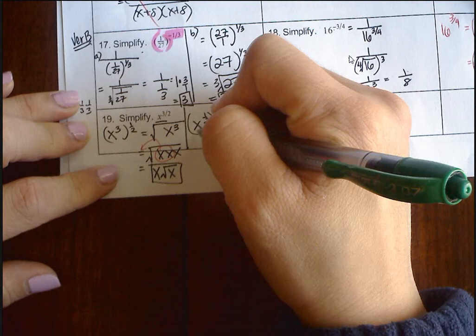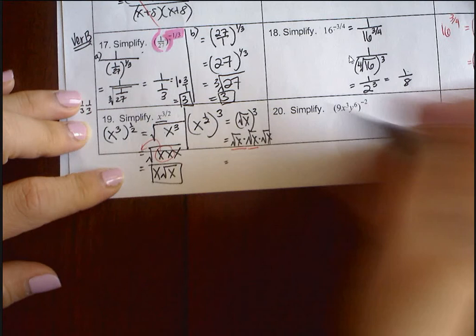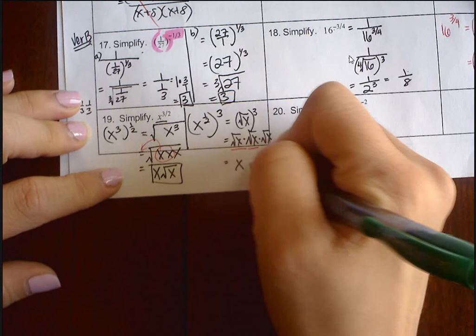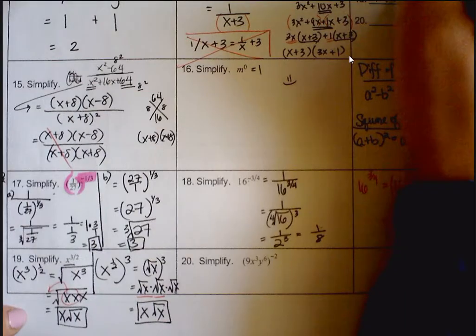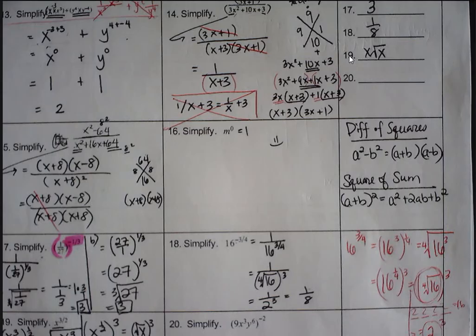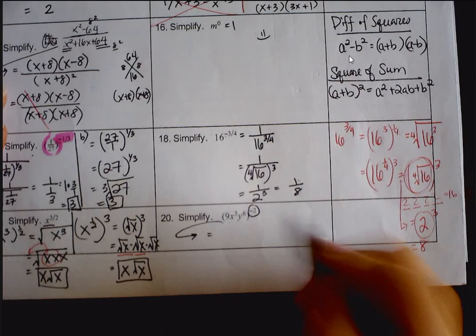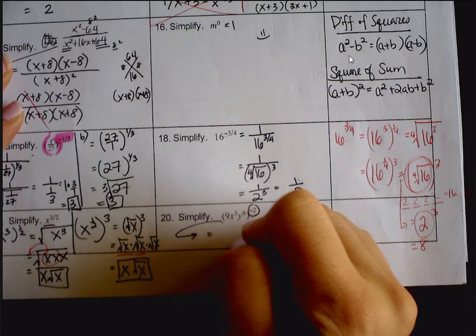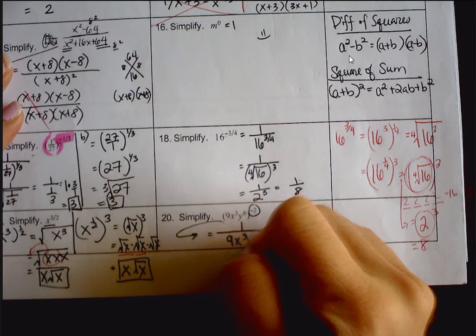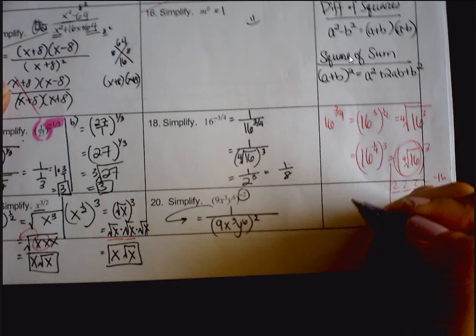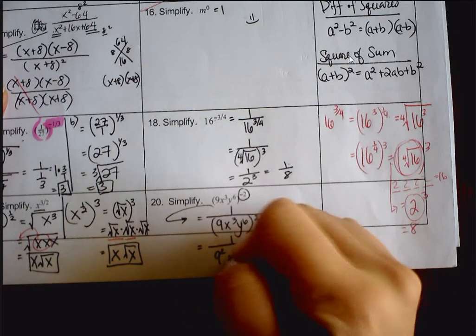And then number 20, I'm going to deal with the outside first. That negative exponent makes this whole base go to the denominator, so 9x cubed y to the 6th, all of that to the positive 2 power, which means I'm going to distribute that exponent, so it's 9 squared x to the 6th, y to the 12th. 9 squared is 81. And there's nothing else I can do, so you can leave that as 1 over 81 times x to the 6th, y to the 12th.